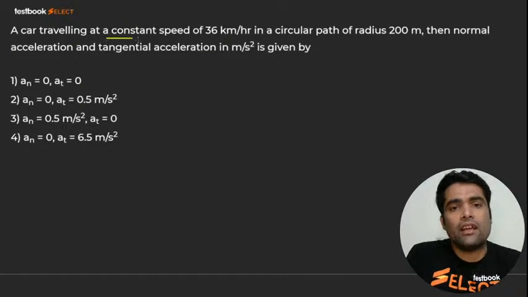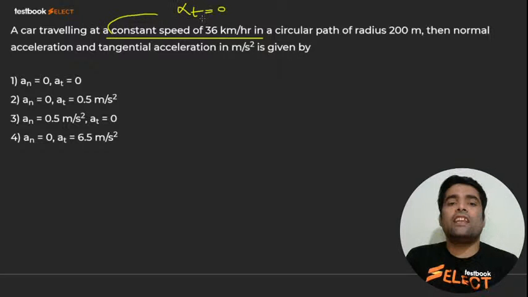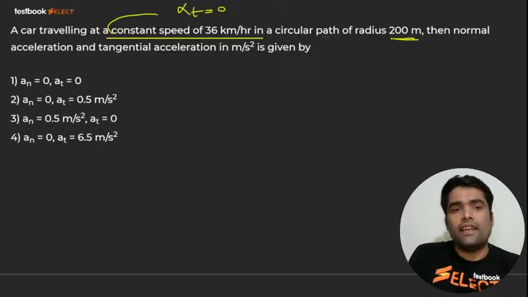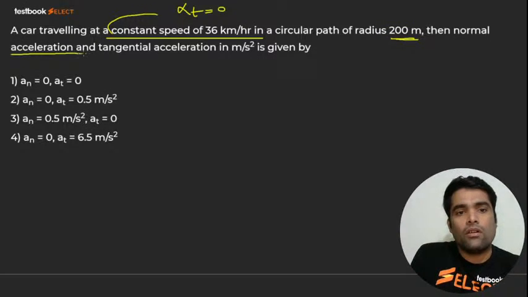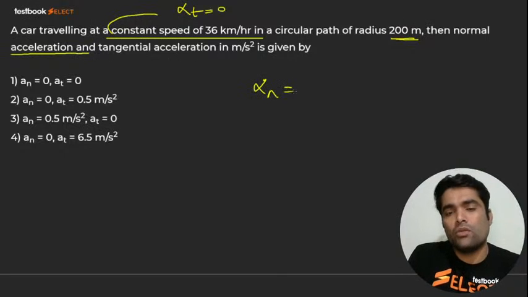A car is traveling at a constant speed 36 km per hour. Constant बोल दिया speed, so the acceleration is 0. Tangential acceleration 0. Okay, in a circular path of radius 200 meter. Then normal acceleration and tangential acceleration. So normal acceleration will be, that is what? Alpha n is equal to what, my dear? Or you can say an.